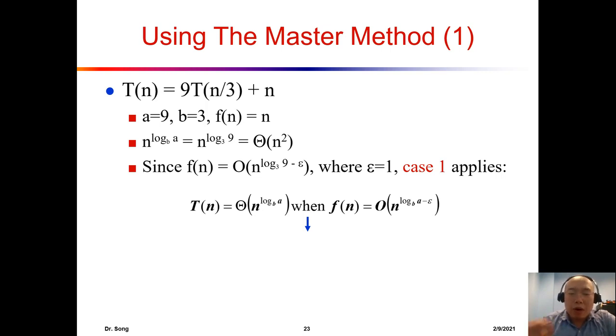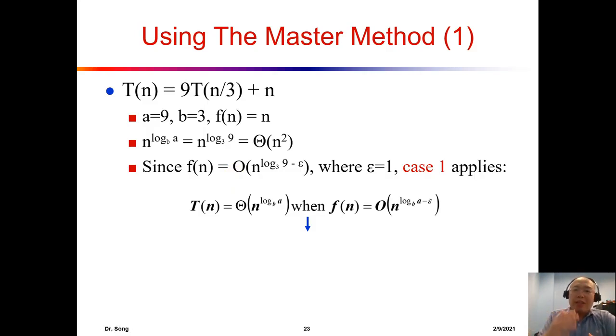0.01. And what are we going to have? So now we have n to the power of 2 minus 0.01. What are you going to get? You are going to get n to the power of 1.99, right? So f(n), which is n, is O(n^1.99). Is that true or not? Yes, that's still true, right?